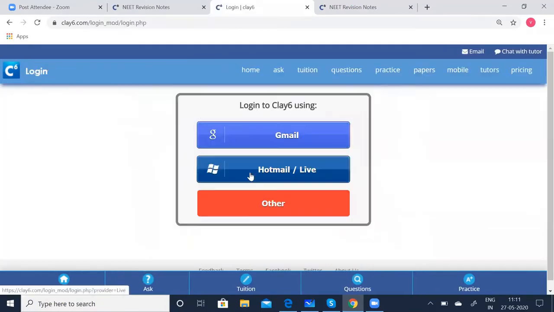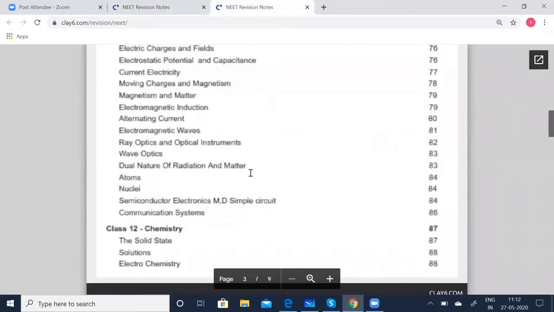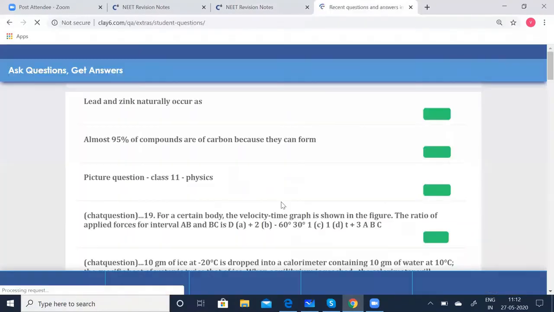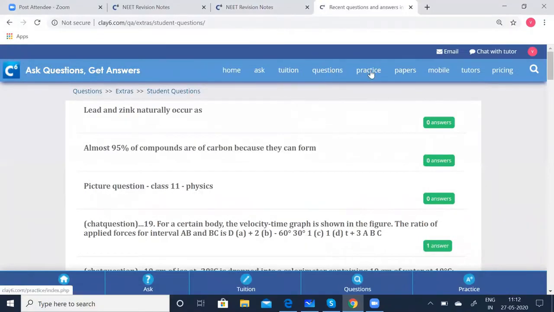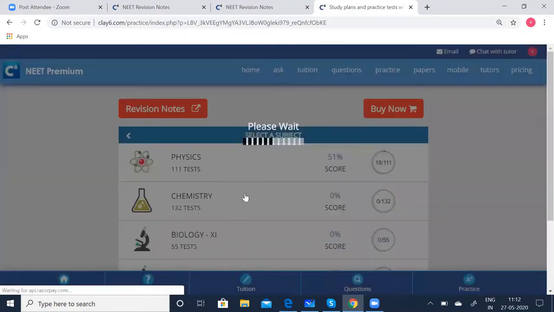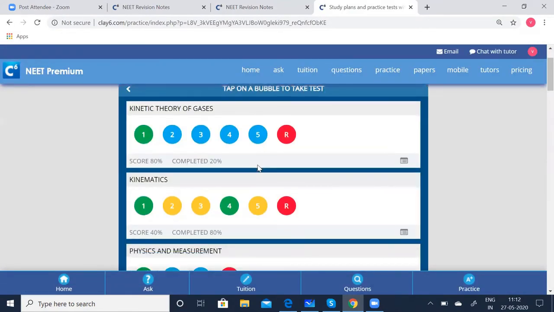Before that, let me log in. Just a second. So we have the tests. Click on the physics tests. Now you can see there are different colors, the bubbles.